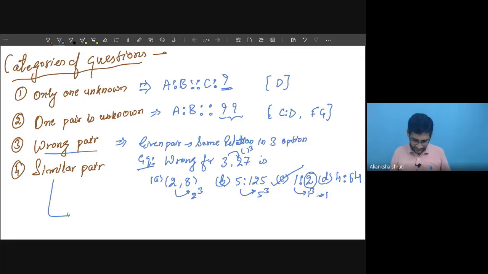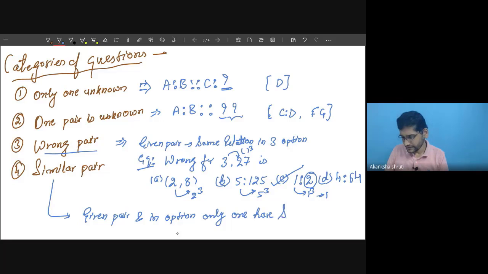Similar pair, it may be given that, a given pair and in option only one will follow the same relation. Only one has the same relation. In this wrong pair, three were following the same relation and one was not following the same relation. But in similar pair, 3 will not follow the same relation, only one of them will follow the same relation.